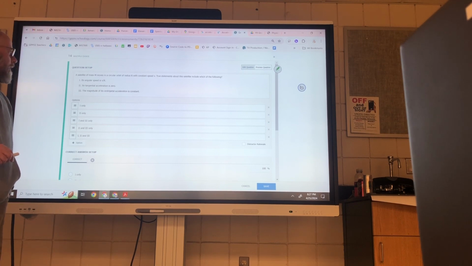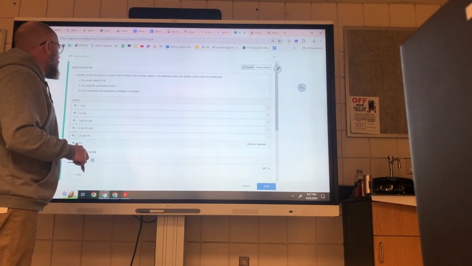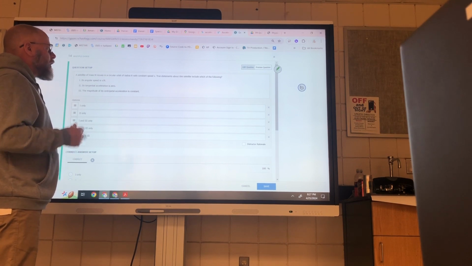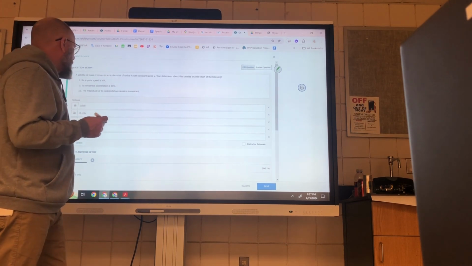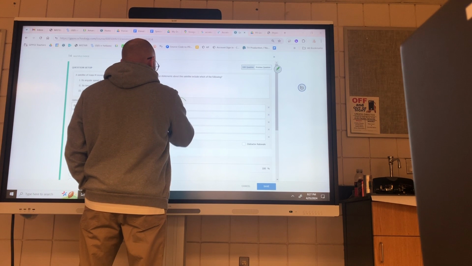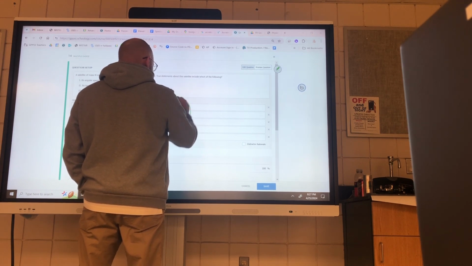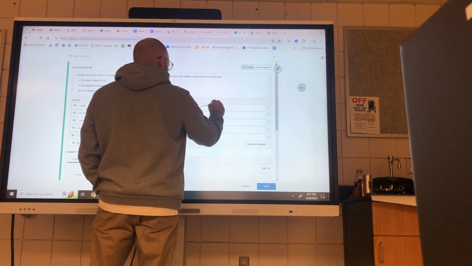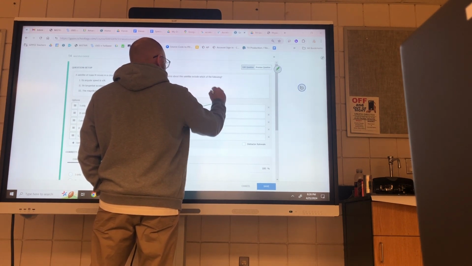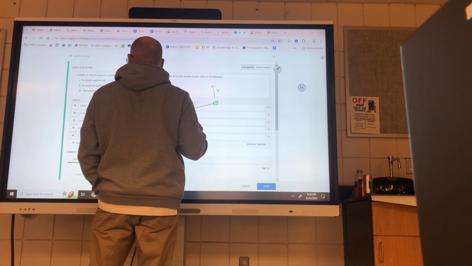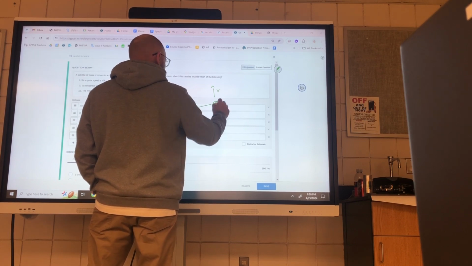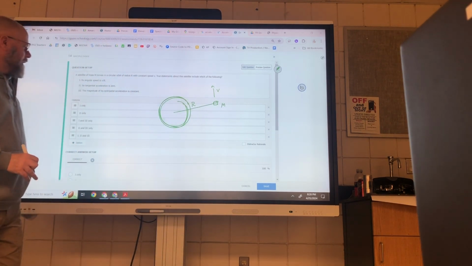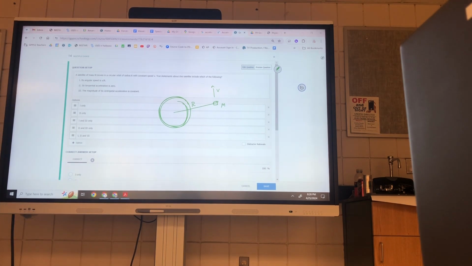A satellite of mass m moves in a circular orbit of radius r with a constant speed v. Which of the following is a true statement about the satellite? It's a great question. Okay, circular orbit. Let's put my satellite out here. So here's my satellite, radius r, speed v, mass m.